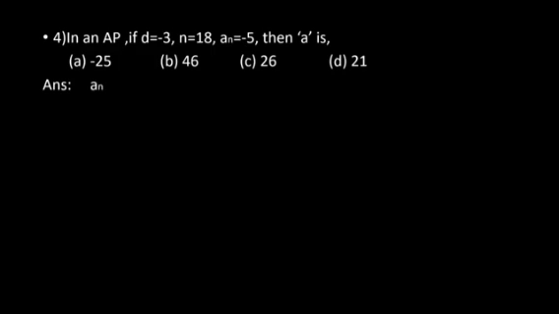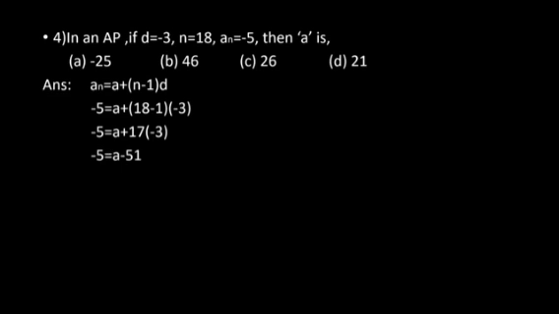The formula we have is an is equal to a plus n minus 1 into d. an value we have, minus 5, that is equal to a plus n is 18 minus 1 and d is minus 3. We will substitute and now do the subtraction of 18 minus 1, so we will get 17. Minus 5 is equal to a plus 17 into minus 3. Now we will multiply 17 with the 3. We will get 51, with plus into minus giving minus.